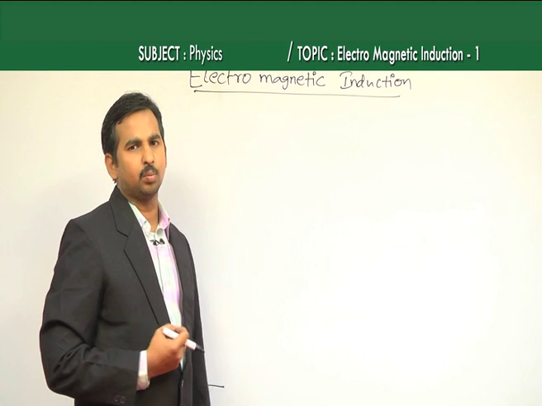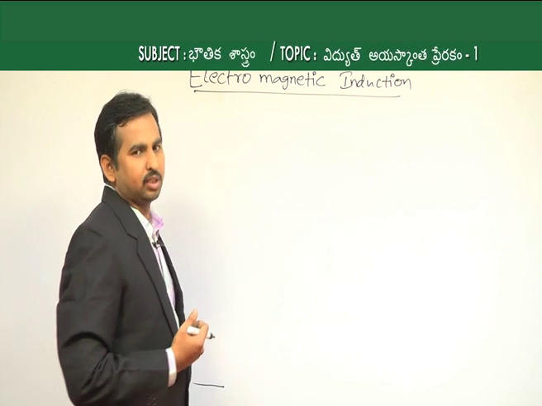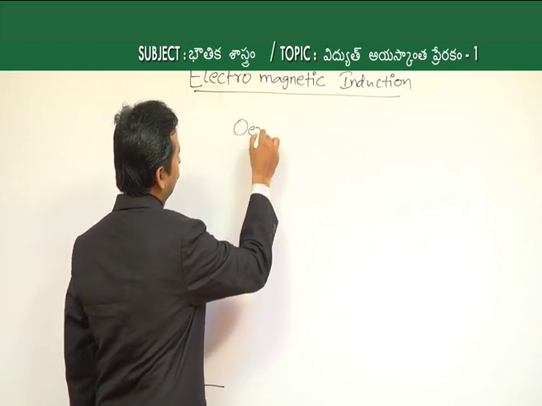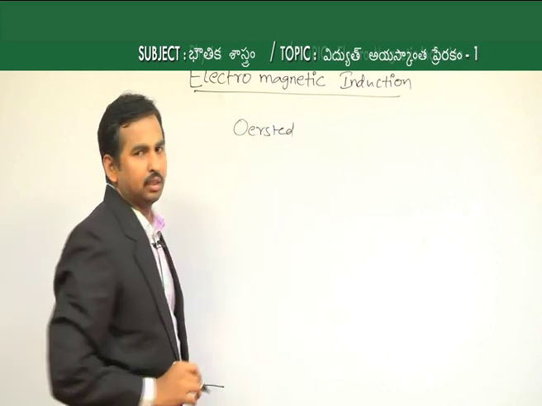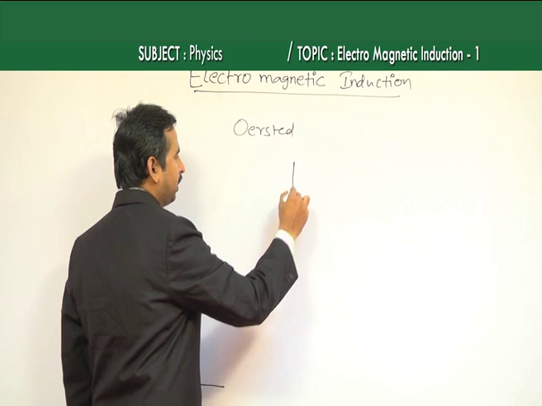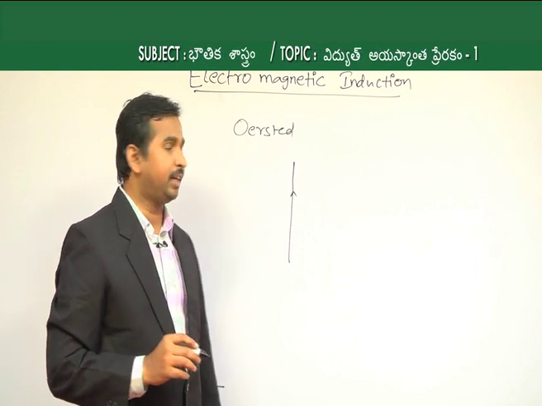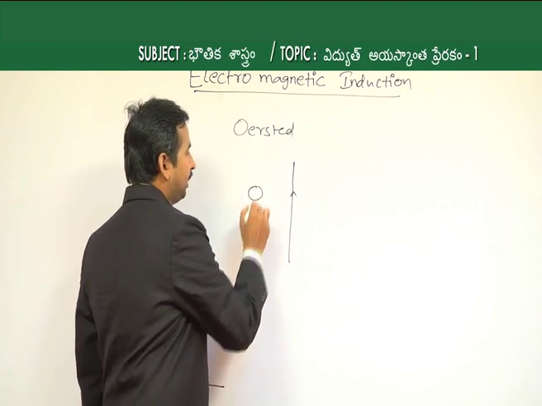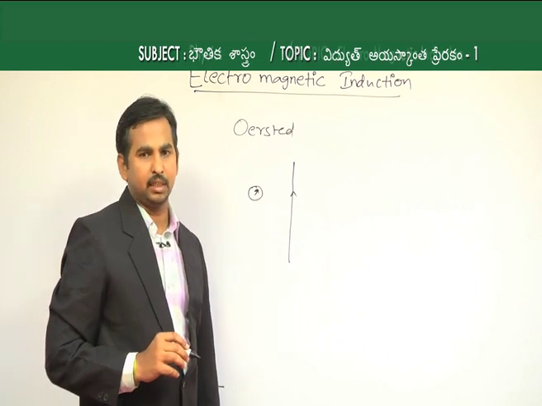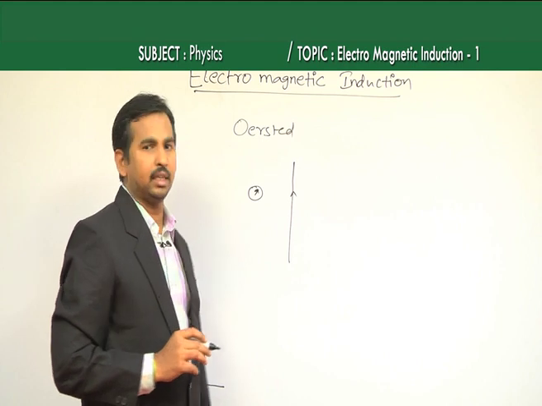Now, we will see what electromagnetic induction is. As we have already seen the properties of the magnetic lines of force, actually, for the first time this electromagnetic induction was observed by Oersted. He discovered that if you take any current carrying wire and bring a magnetic compass near to it, it shows deflection. This means that when a current is present, we immediately get a magnetic field around that current carrying wire.